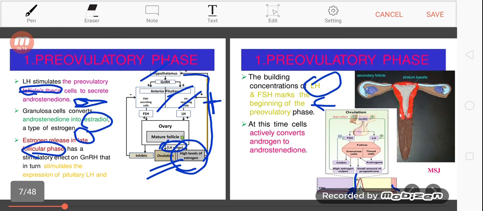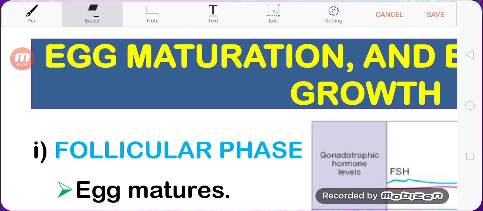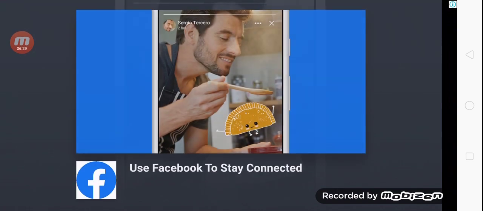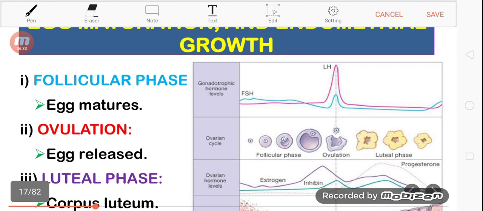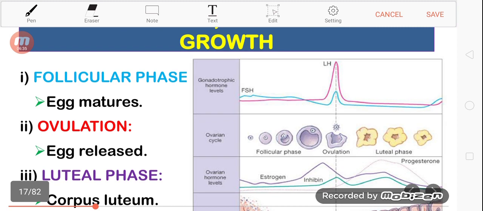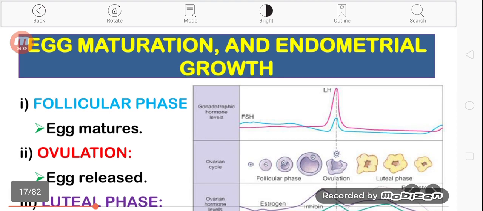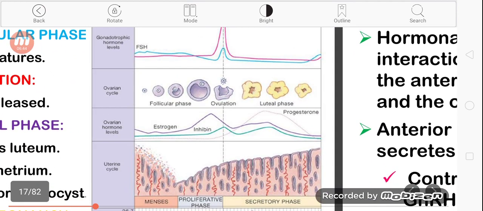Or if we refer back to our last chapter, is it this one? This one. Okay, this diagram here, this slide over here. Can I put it? I think I put it this.